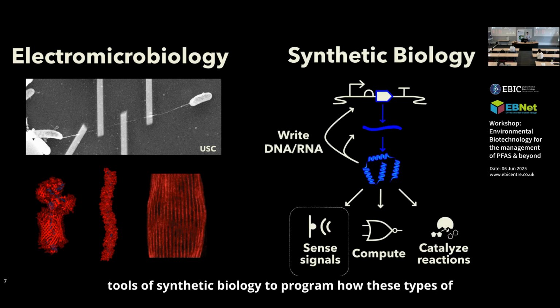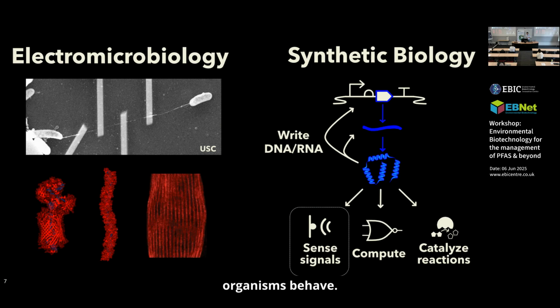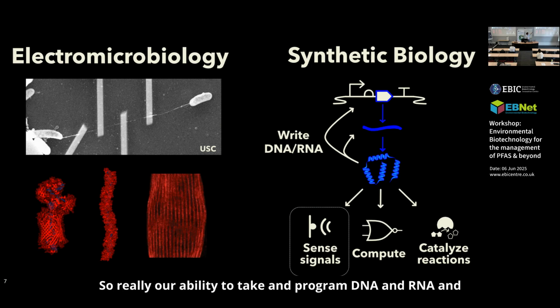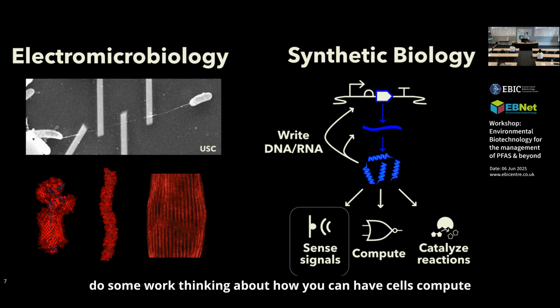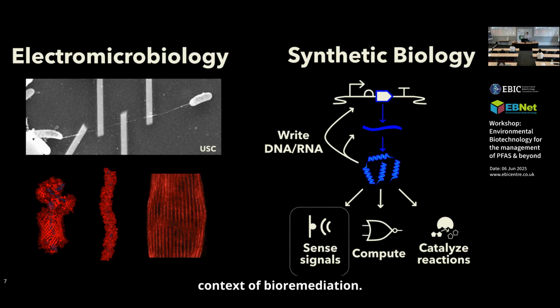And so we take advantage of some of these features that biology has evolved to interface cells directly with electrodes that we're building. The way that we go about manipulating this is using the tools of synthetic biology to program how these organisms behave. So really our ability to program DNA and RNA and proteins at the sequence level, and using these to program these particular cells to perform different types of functions. Today I'm just going to talk about our work on sensing, but we also do some work thinking about how you can have cells compute information about their environment or catalyze reactions, maybe in the context of bioremediation.